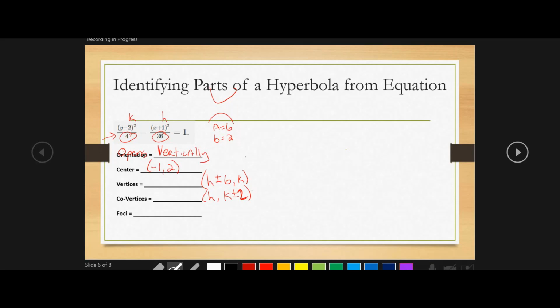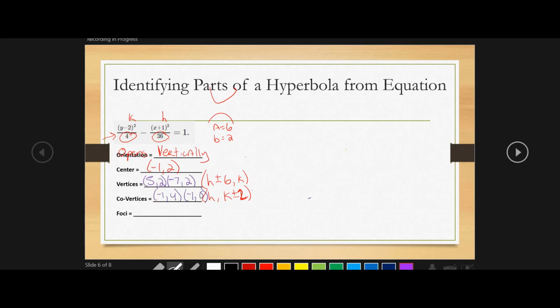So H is negative 1. So negative 1 plus 6 is 5, comma 2. Negative 1 minus 6 is going to be negative 7, comma 2. Now, the other one, covertices, it's going to be H, so that stays negative 1. And then 2 plus 2 is 4, negative 1. 2 minus 2 is 0.